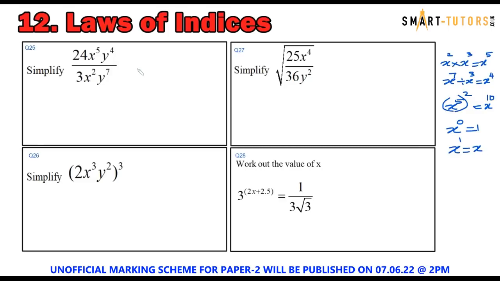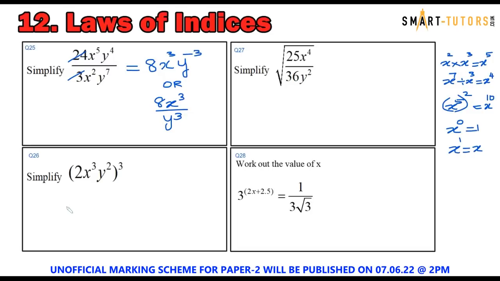So simplify. First question number 25. So number cross with number, 24 divided by 3 is 8. x to the power 5 and x to the power 2 divided, so powers need to be taken away. 5 take away 2 is 3. y to the power 4, y to the power 7, so y to the power 4 minus 7, which is minus 3. Or you can write this way, 8x cubed over y cubed. You can write the y to the minus 3 as 1 over y to the power 3.